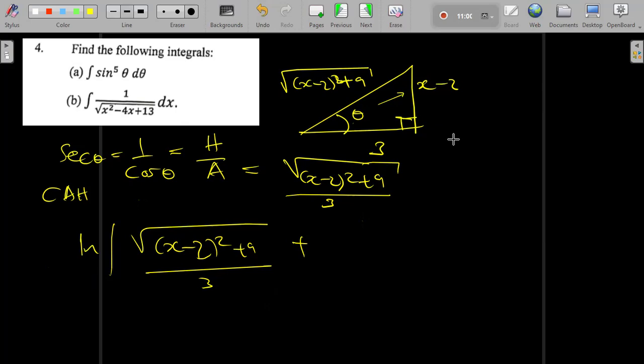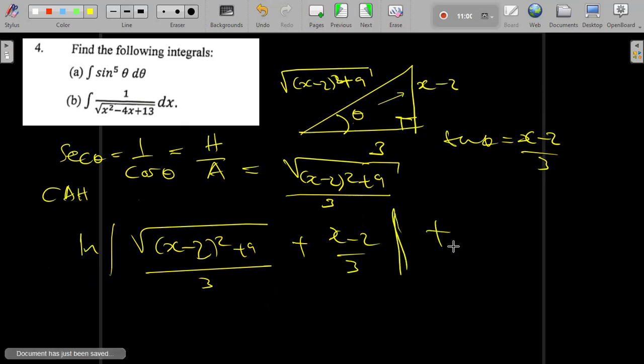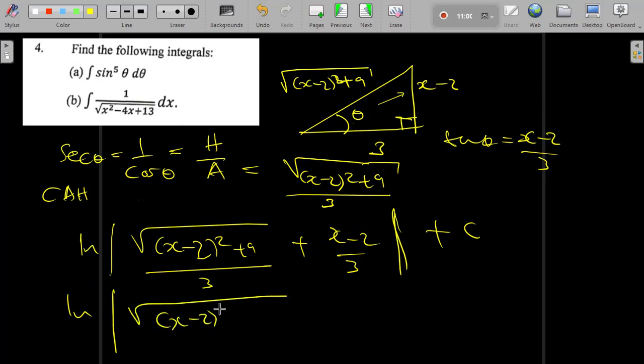Remember what I said my tan to be. My tan theta was just x minus 2 over 3. So I'll have x minus 2 over 3 like this, then of course the modulus, plus c. Further on, since they have the same base, I can keep that. Then I just say this is the square root of (x minus 2) squared plus 9, then over 3 everything, then plus x minus 2, then ln, plus c. But I'm dividing all this expression over 3, and I have ln there.